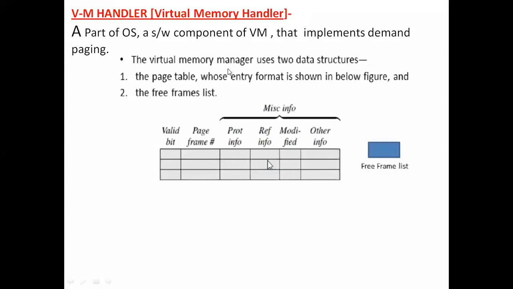So suppose in the examination they ask you to explain the virtual memory handler separately, you can explain again the same page table and the free frame list, and the meaning of virtual memory handler, which is a software component, or part of the operating system, which helps us to implement demand paging. You can explain the same fields like the valid field, page frame field, the protection bit information, and reference information, like whether the page has been modified or not, as indicated by the modification field, and other information as such.